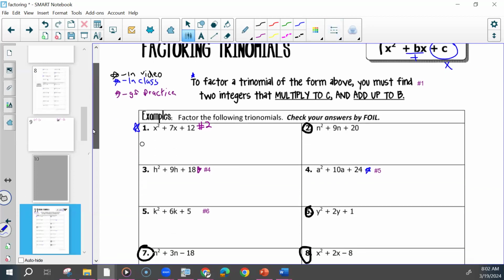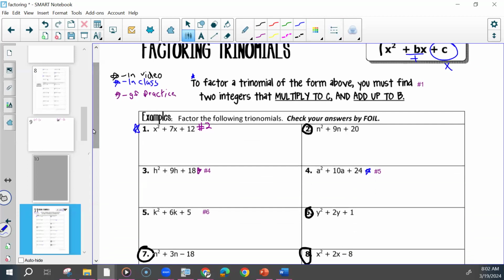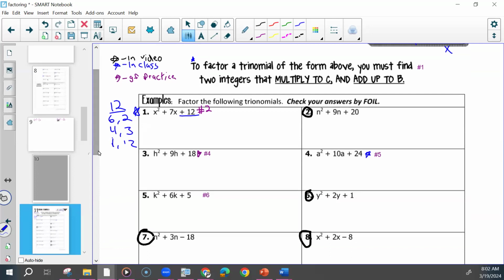So let's start with number 1. It has to multiply to be 12. So let's list out the factors of 12. What times what will give us 12? 6 and 2, 3 and 4, 1 and 12. Always remember the 1 and whatever because that might be your answer. Then of those factors, which pair, if I added them or subtracted them together, would give me 7?